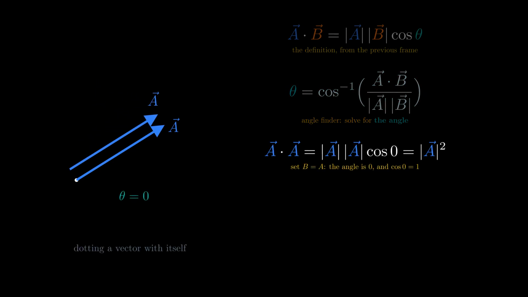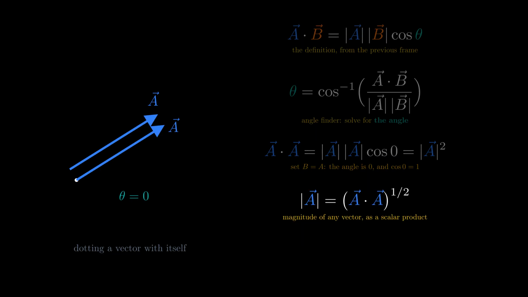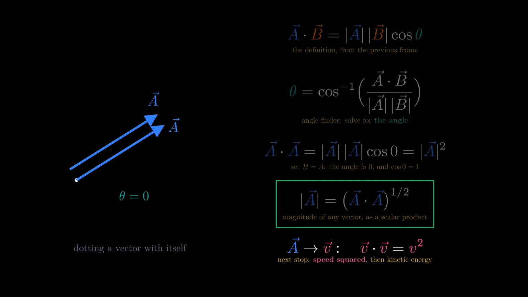Next, dot a vector with itself. The angle between a vector and itself is 0, and the cosine of 0 is 1. So A dot A is just the magnitude squared. Take the square root. The magnitude of any vector equals the scalar product of the vector with itself, raised to the 1/2 power. Remember this identity. It is exactly the doorway through which kinetic energy will meet the dot product.